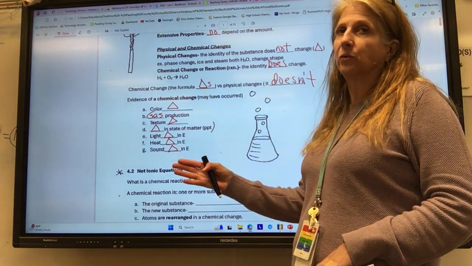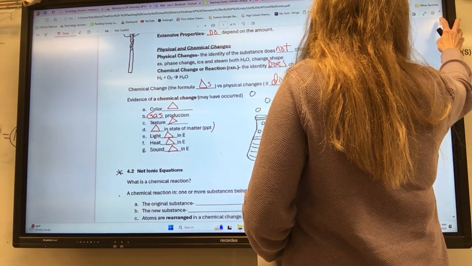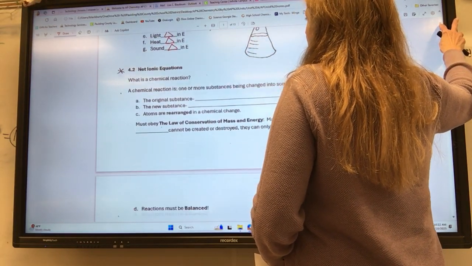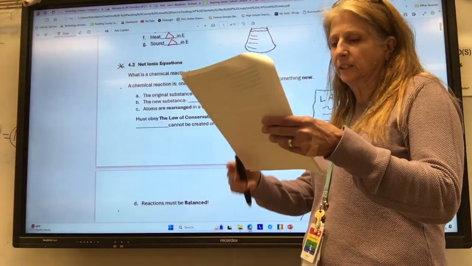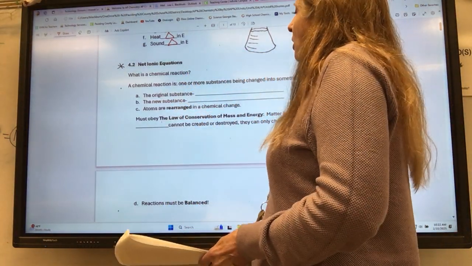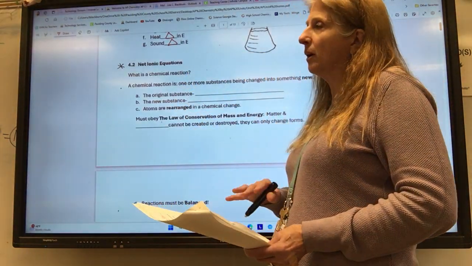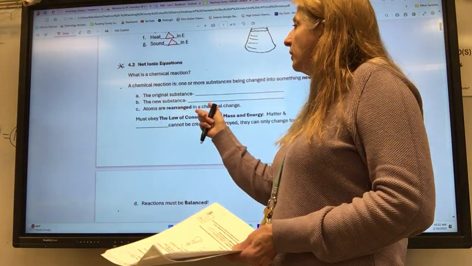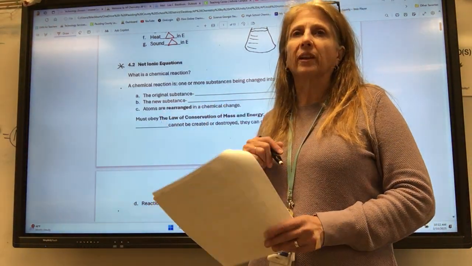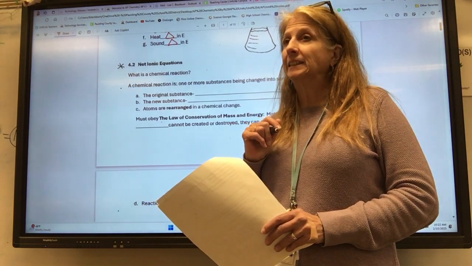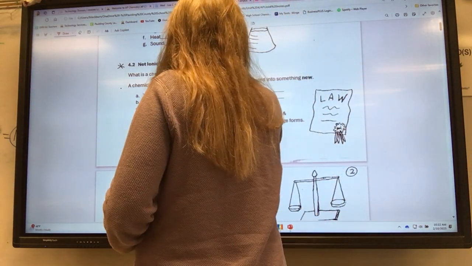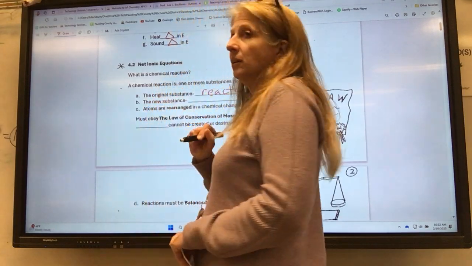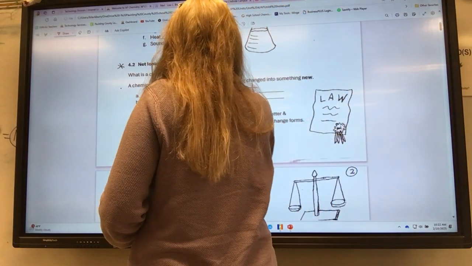That was easy. Now we're on to 4.2, which is called net ionic equations. But before we learn what a net ionic equation is, we're going to just review what's an equation and what's a reaction. So we already said reactions are where bonds are broken and bonds are formed. When you have a chemical reaction, what's the original substance called? It starts with the letter R. Reactants, right? And what do you make? Products.